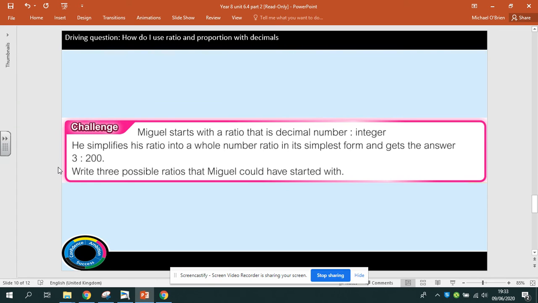Okay, the nice thing about this is that what you've got written down may not be what I've got, providing you've done it properly. So pause the video, pause the lesson, and start working on this.